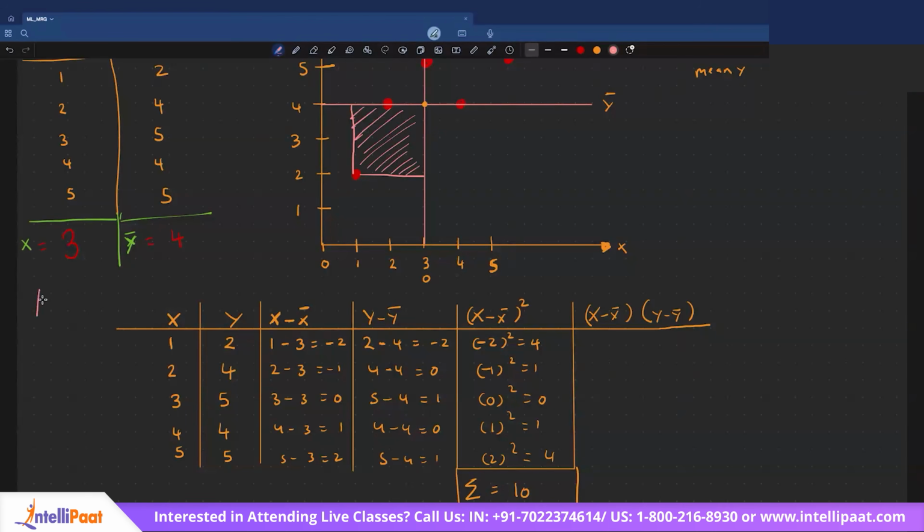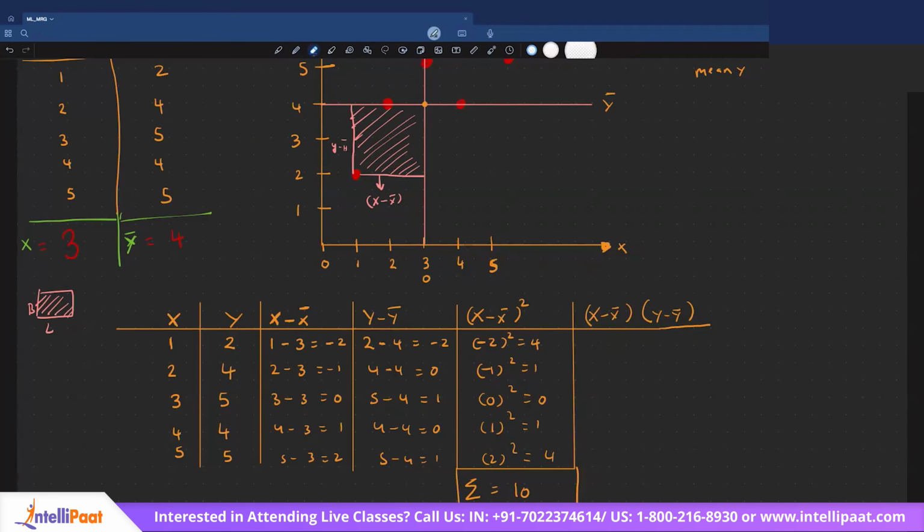If I have the area of a rectangle, length into breadth gives me the entire area. Yes or no? This line is nothing but x minus x bar. This line is y minus y bar. Am I not doing x minus x bar into y minus y bar? If I do x minus x bar into y minus y bar, can somebody tell me what is x minus x bar? Is it minus 2?